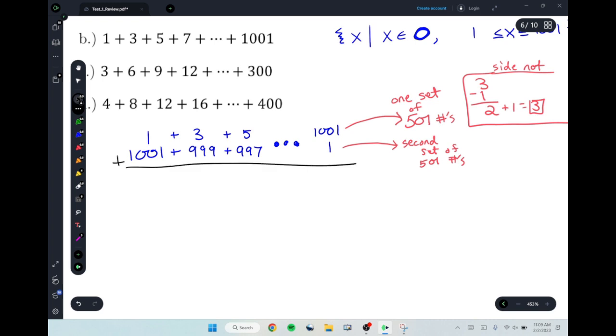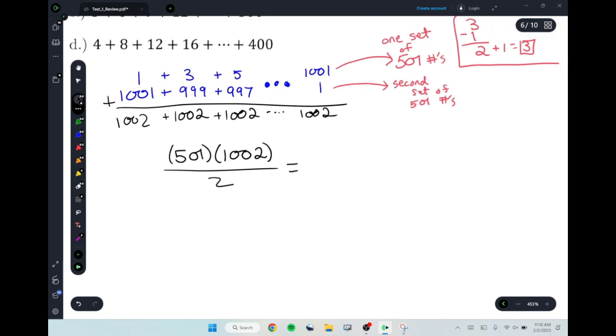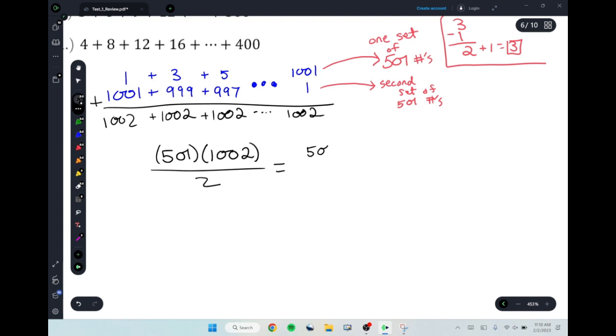And if we add these together vertically, we get 1,002, 1,002, 1,002, dot, dot, dot, 1,002. So how many 1,002s do we have? We have 501 1,002s. But wait, that was 2 sets. So you know what we got to do? Divide by 2 and you're done. That's not fun. So 501 times 501.